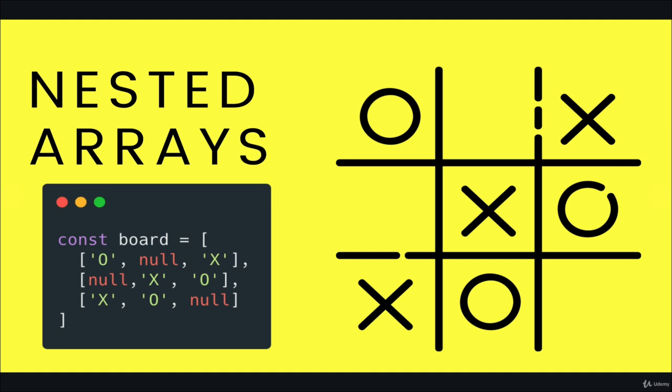This is a tic-tac-toe board where I'm storing the state of the board using nested arrays. So we have our main array for the entire board, and then 3 different rows, which is each a subarray. And inside of that, the first one I've got an O, and then null, and then X. So it kind of is visualized or represented by what you can see over here. O, nothing, X. Null, X, O, X, O, null.